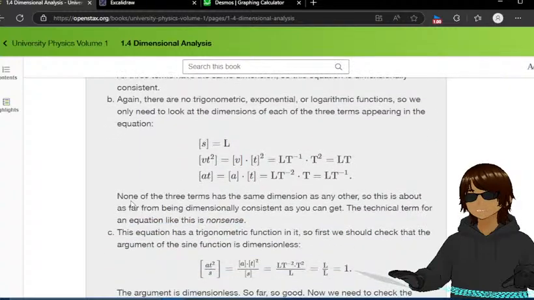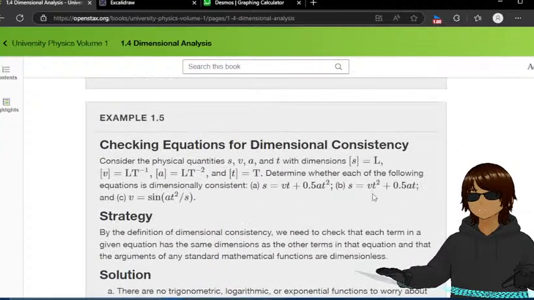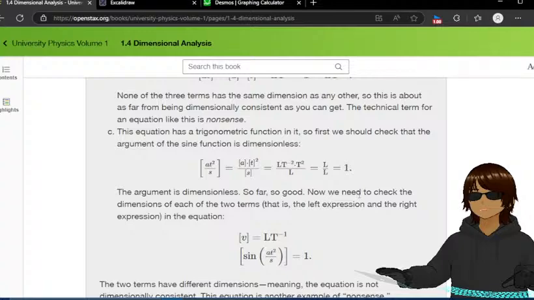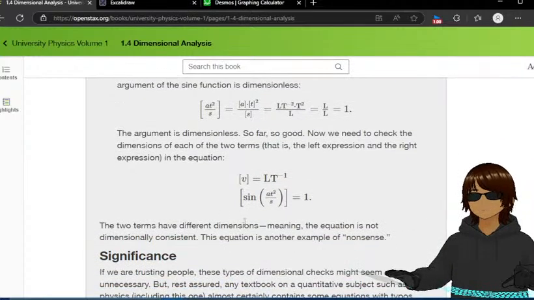So, and for the next one, the technical term for an equation like this is nonsense. Okay, for the next one, so the dimensions don't match. For this one, however, it has a trigonometric function in it. So first we check that argument of sine function is dimensionless. So we have this cancels out, get one. The argument is dimensionless, so far so good. Now we need to check the dimensions of each of the two terms. So one, this is LT to the power of negative 1. Two terms have different dimensions, meaning the equation is not dimensionally consistent.